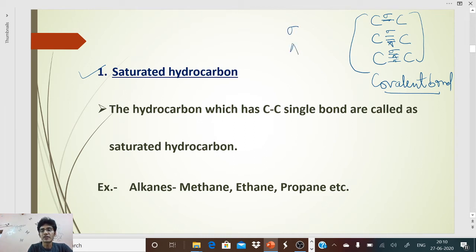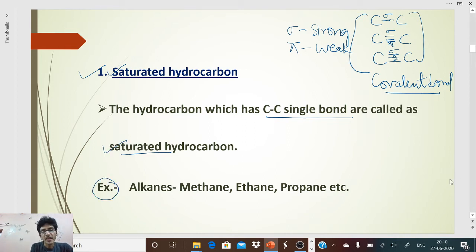First is the sigma, another is the pi. Sigma bond is the strong bond and pi bond is the weak bond. Okay. So, what is the meaning of saturated hydrocarbon? The hydrocarbon which has carbon-carbon single bond is called the saturated hydrocarbon. It means the hydrocarbon in which only carbon-carbon single bond is present is called the saturated hydrocarbon.